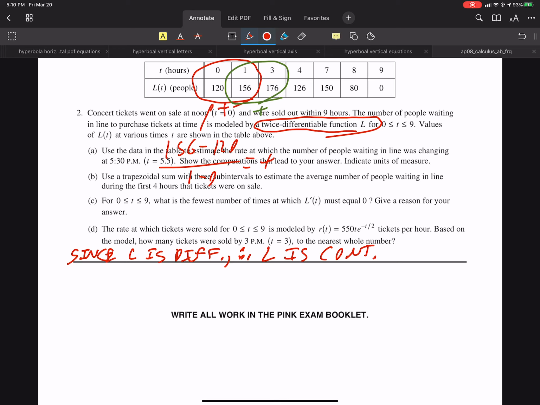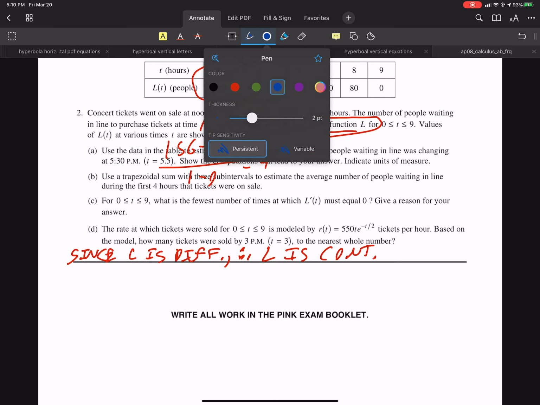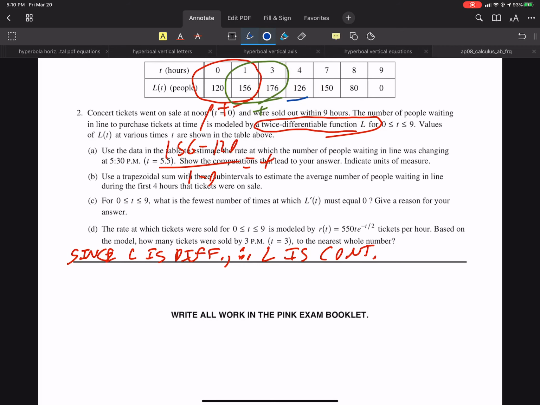So you could probably argue, just say the average rate of change between 0 and 1 is positive. Therefore, the derivative must be positive in that region. Same thing for 1 and 3. And now we notice from 3 to 4, the average rate of change is negative because the number of people decreased. So you can just say, since the average rate of change between 3 and 4 is negative, therefore the derivative must be negative in that region by the mean value theorem.